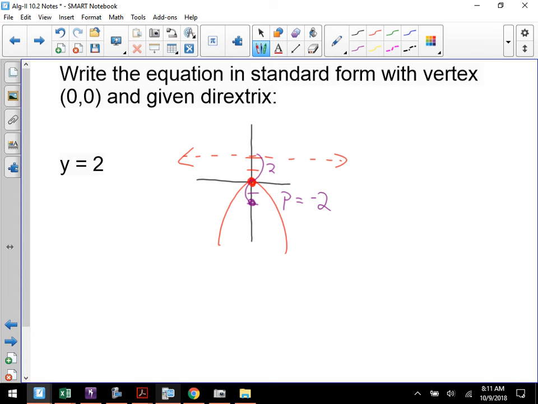We know that it opens down, so is that an x squared or a y squared parabola? X squared. So now we write out our generic x squared equals 4py, which means now what? What's the equation? There you go. X squared equals negative 8y.